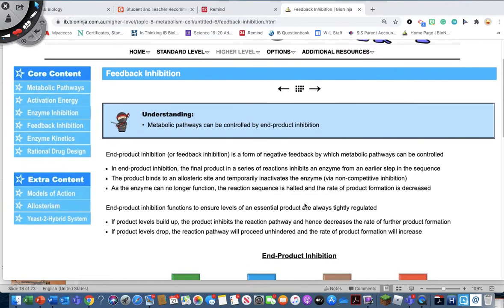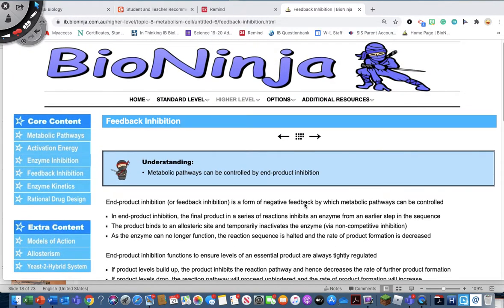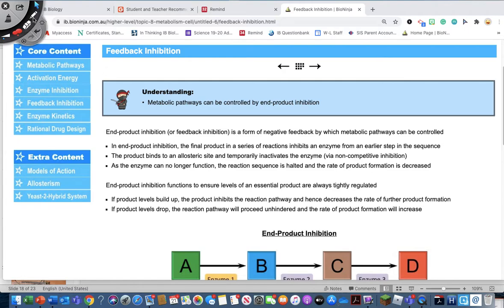Hello, IB Bio students. Today we're going to continue topic 8.1 and we're going to learn about feedback inhibition. So let's start with the essential understanding. The essential understanding states that metabolic pathways can be controlled with end product inhibition. You're going to see these terms used interchangeably. End product inhibition is the same thing as feedback inhibition, and it's the same thing as negative feedback.